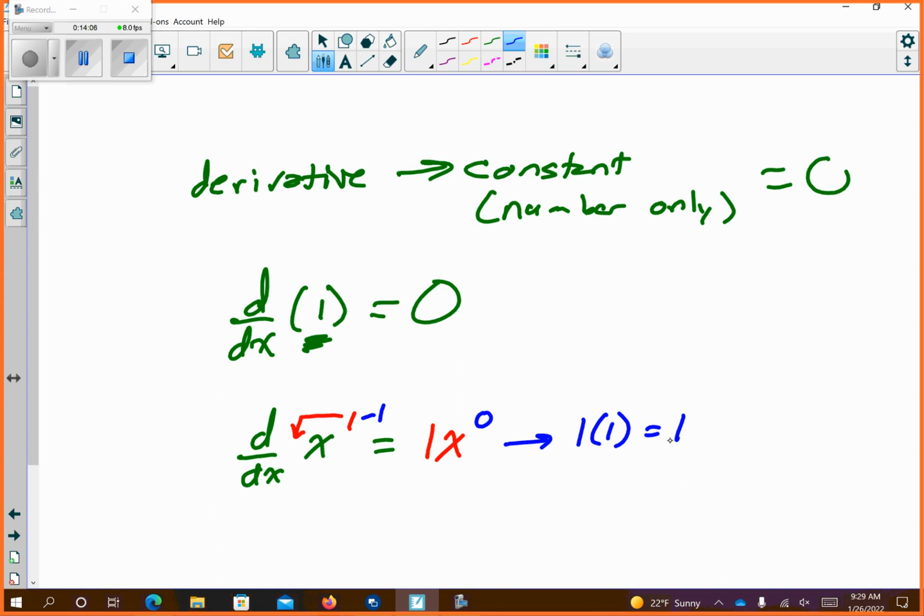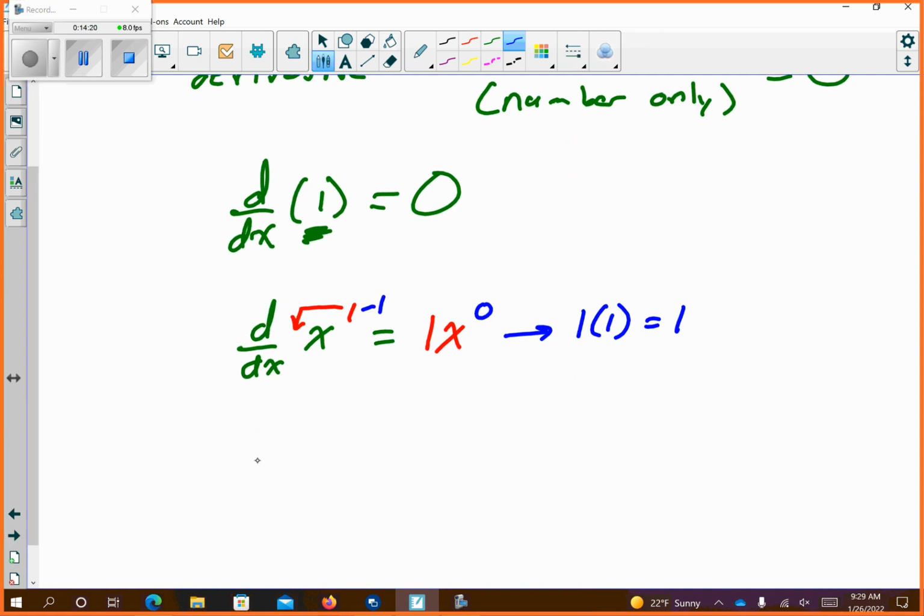So basically what you want to do is you take whatever the exponent is, that exponent comes down front, and then we reduce the exponent by 1. Okay? So let's say I have d dx of x squared. Let's use the same thought process. I'm going to bring the exponent down front, so I get 2x, and I subtract 1 from 2, and I get 1. So the derivative of x squared is just 2x.